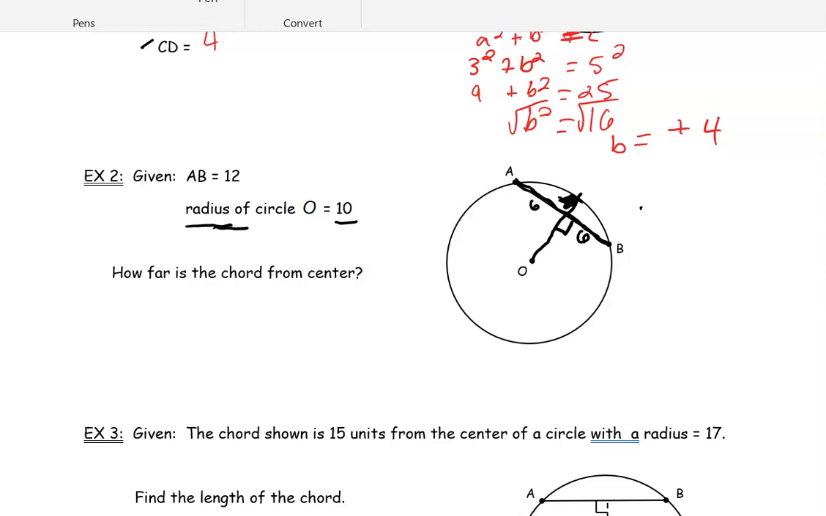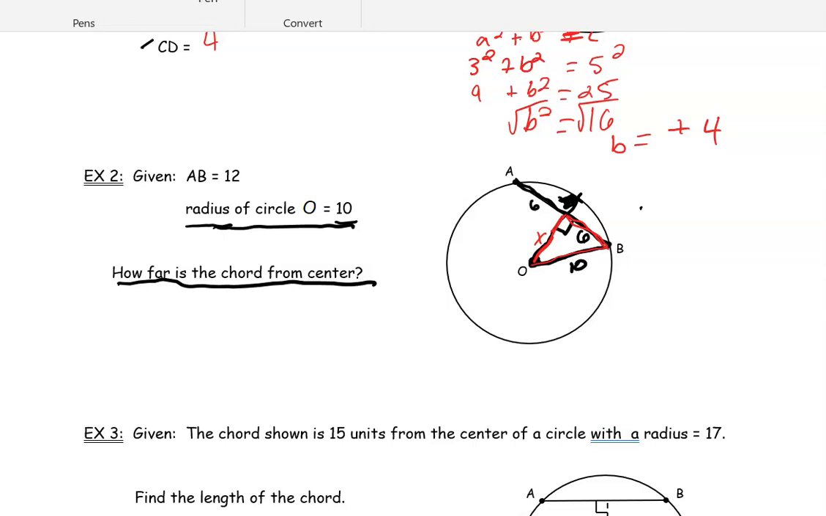So what I'm now going to do is draw in another radius, going from O to B, because this also goes from the center of our circle out to the circle itself. We know this is 10. And since the question is asking how far the chord is from the center, that would be this length right here. So if we think of this as our right triangle, from here to here to here, we know 2 of the 3 sides.